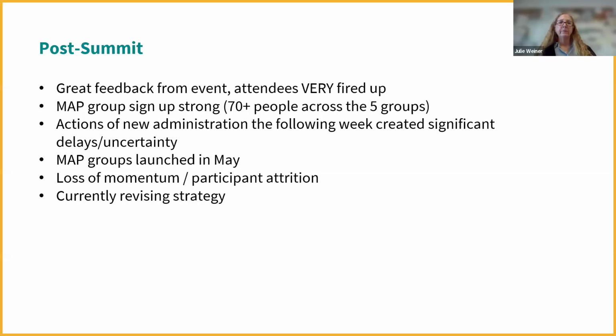Before we get to the other Julie, I think maybe just a couple of questions is, where was the private sector involved in terms of the summit and in the coalition? How were they incorporated, and what role did they play? Yeah, private sector came in as funders of the summit. Private sector has come in as participants in the map groups.